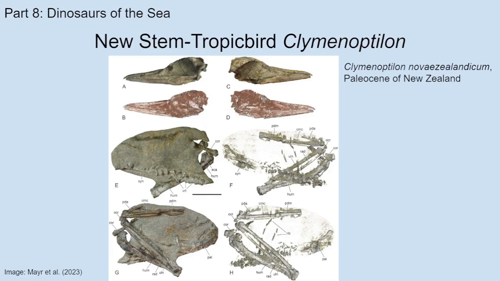So early stem tropic birds overall don't seem to have been as adapted for flying out over the open ocean as the modern tropic birds seem to. They seem to have been more similar in ecology to maybe gulls. Most types of gulls tend to stick close to the coastal waters or close to the coasts. So it seems that early stem tropic birds were a bit more similar to that. And what we have of this new one is consistent with that as well.